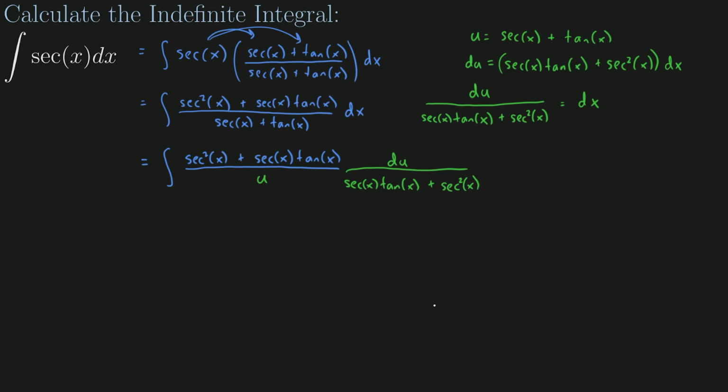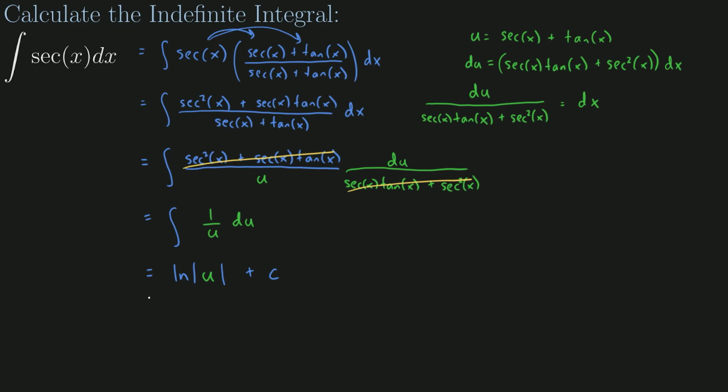And as we always hope in a u substitution, we have some cancellation. This numerator will cancel with this denominator. And we have a much simpler integral. The integral of 1 over u du. Now this antiderivative we know. This is the natural log of the absolute value of u plus c.